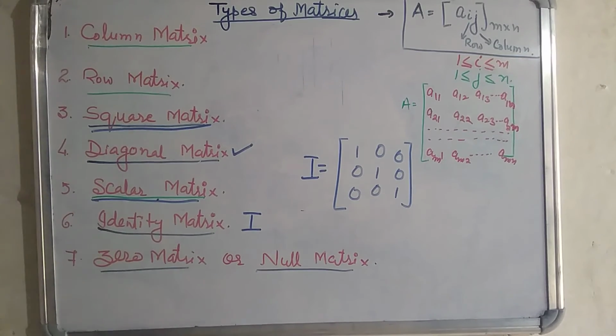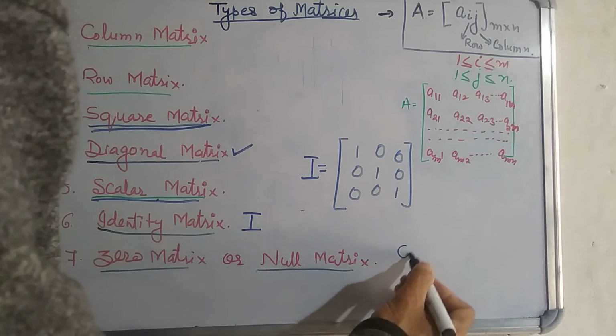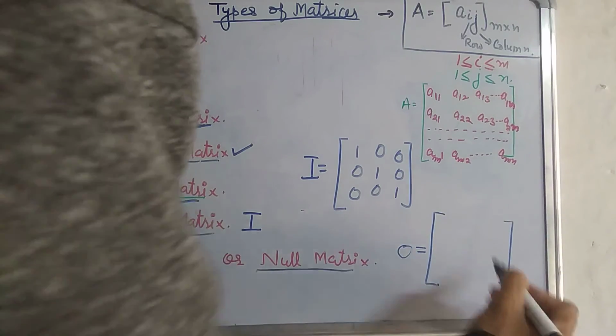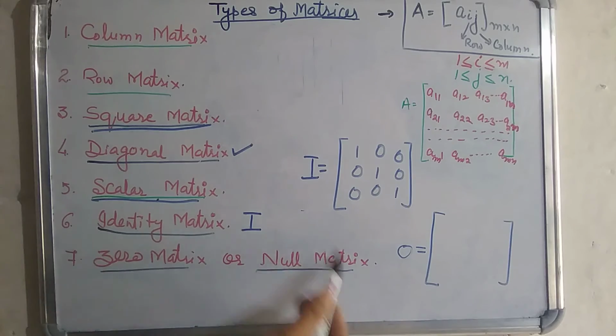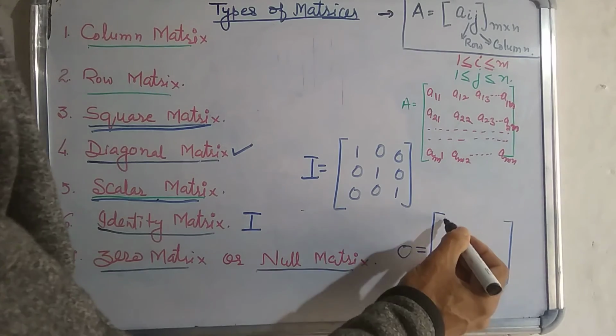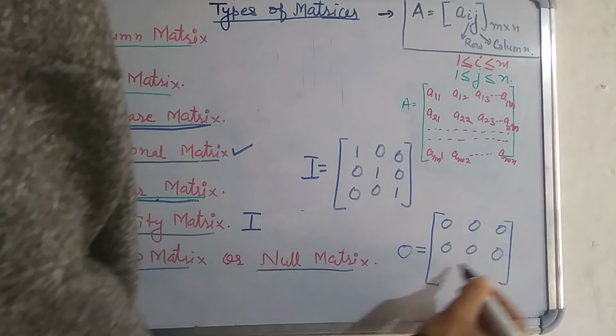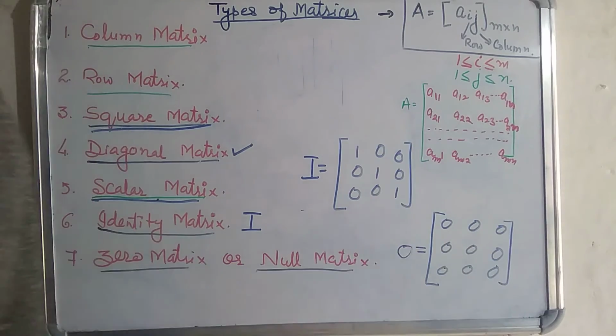The last is a zero matrix. It is denoted by O and it is also known as null matrix, in which all the elements of the square matrix are zeros. All the elements are zero, therefore the matrix is called a null matrix.